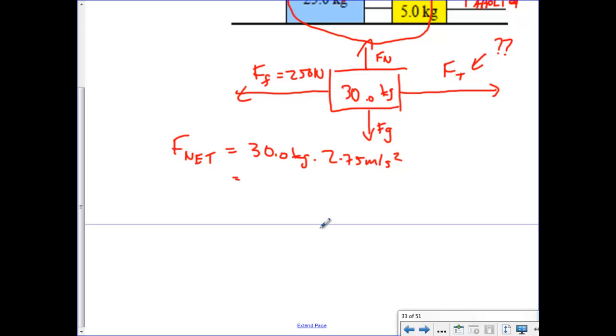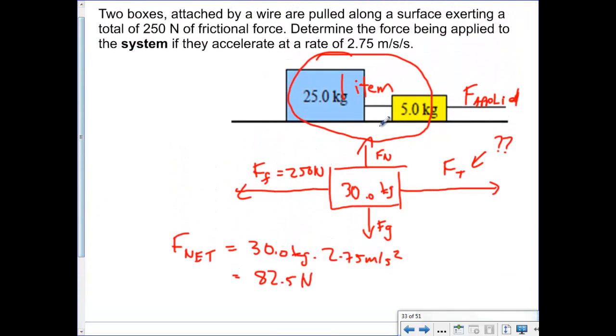Does that make sense? So I'll just treat the two boxes as though they're one, so 30 kilograms total. I know how fast it's moving, so I know how much net force there should be. I got 82.5 newtons. That means that the net is 82.5. But friction is pulling back at 250. It means then that the tension force here better be bigger than 250, otherwise this thing won't move. Would you just add them together? You would add them together, yeah.